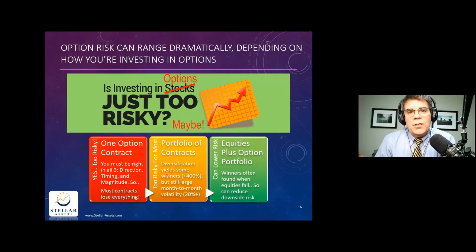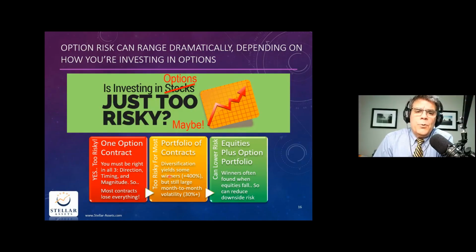But what happens if we take a bunch of those contracts and pull them together, a portfolio of individual contracts? Well, still too risky for most investors, but the diversification will yield some winners, and the winners can increase by 400%. Oftentimes winners are in the 200 to 400% range. And that helps you offset all those losers that are going to expire worthless. So when you diversify your risk across a large number of option contracts, the risk is still high for most investors, depending on your risk profile. There will be large month-to-month volatility. You have to be comfortable with a 30% swing from one month to the next. So if you're that kind of investor, it is possible. But for most investors, the answer is still no, too risky.